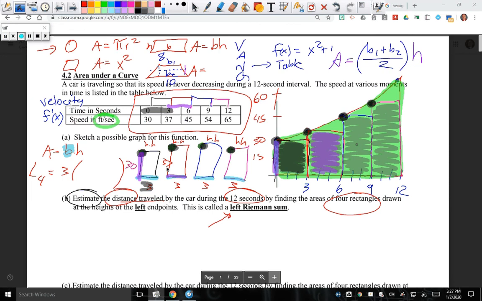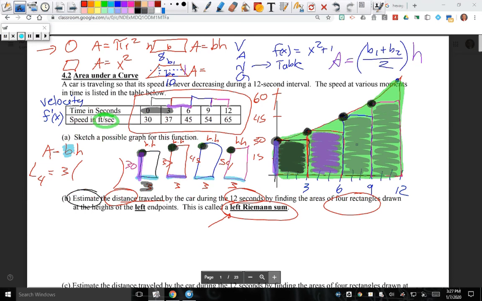If you didn't choose 37, Arjun, what's the only other number that you could have said? 45. But we don't say 45 because we're doing a left Riemann sum, so we want to look at the left side height. Okay? All right, so everyone, what's the next height? 45, the last height? 54. Notice on the left, we didn't use 65. Just like on the right, we're not going to use what number? 30. You with me? Okay?